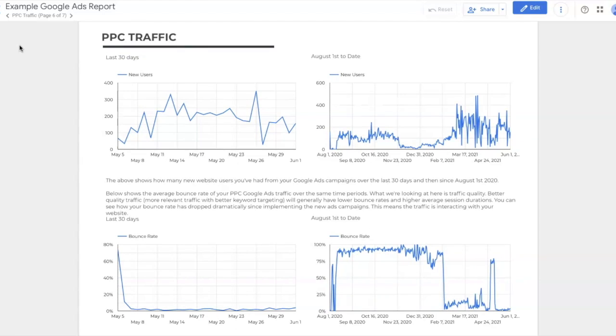You will not have this data if you are a relatively new Google Ads client. This data shows some of the most important metrics over the last 30 days versus over the last 6 months, more or less. So the very top of this particular report shows new users over the last 30 days versus new users over the last 6 months.